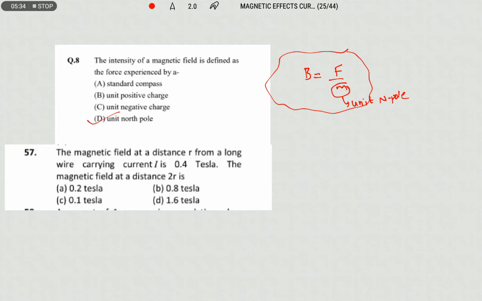Next, the magnetic field at a distance r along a long wire carrying current I is 0.4 Tesla. The magnetic field at a distance of 2r is?